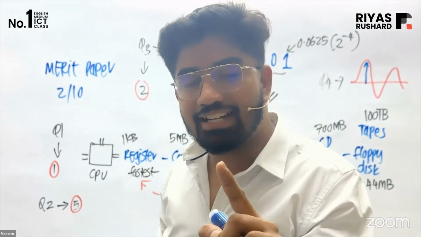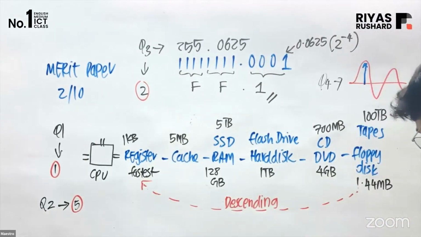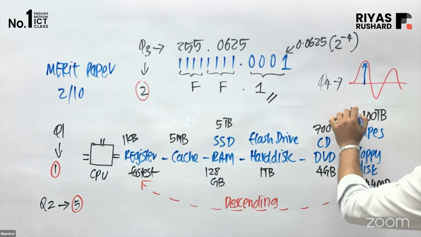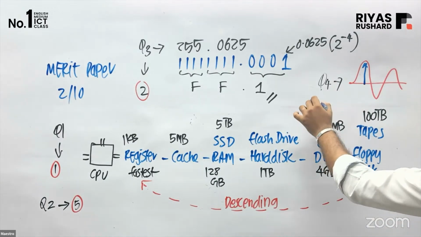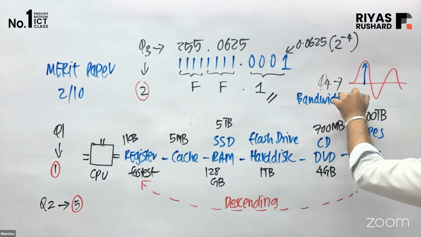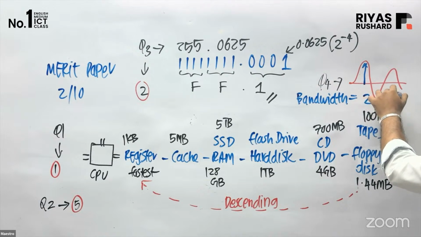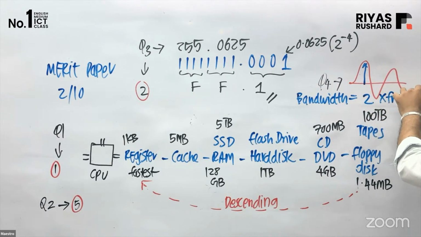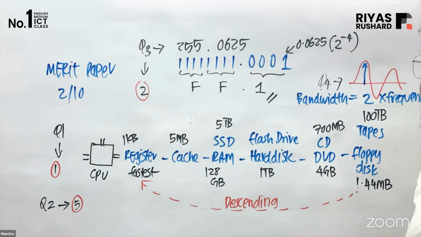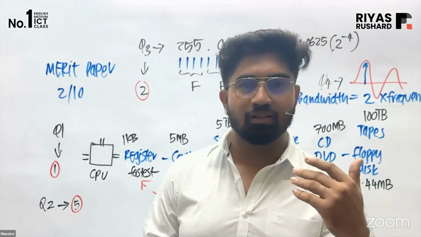When amplitude increases, the relationship with bandwidth is always the same. The bandwidth will always be equal to 2 into the frequency. So it is like a double. Always remember it's a constant. It always becomes double, twice.